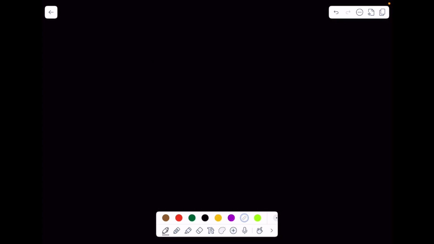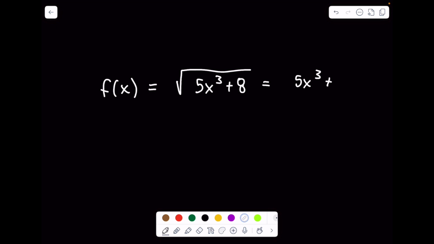Alright, let's try one more example with the chain rule. We'll step up the difficulty slightly again this time. Say you're given the function f of x is equal to the square root of 5x cubed plus 8. Whether you see it right away or not, this is still a composite function. It can be rewritten as 5x cubed plus 8 all raised to the power of 1/2, because that's all that a square root is, just the power of half.